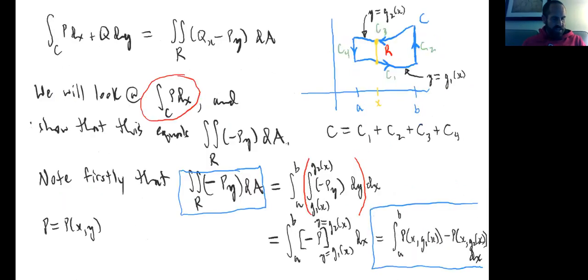That the integral along C of P dx plus Q dy, it also involved that Q part, is equal to the double integral over R of Q sub x minus P sub y dA. Okay? That's an amazing thing, for sure. Okay, so let's look at some examples here.